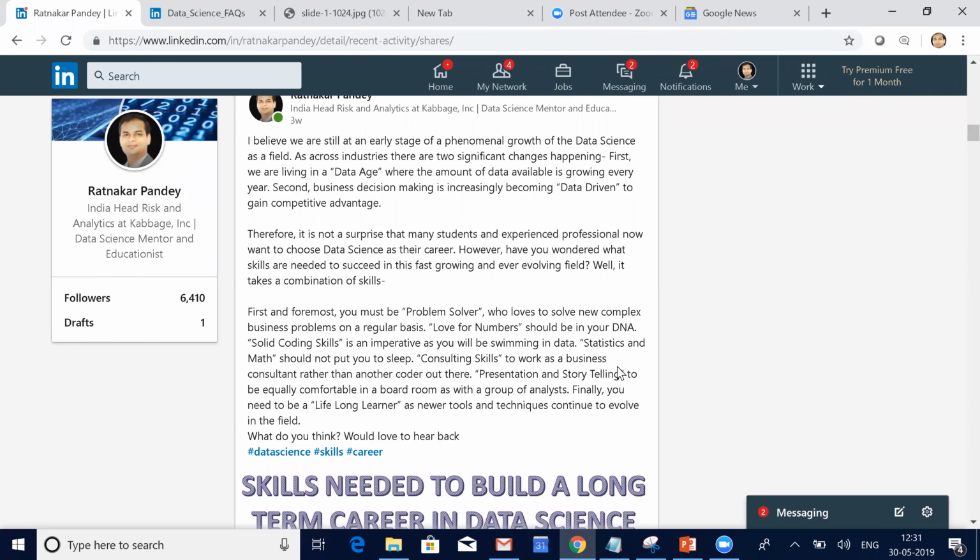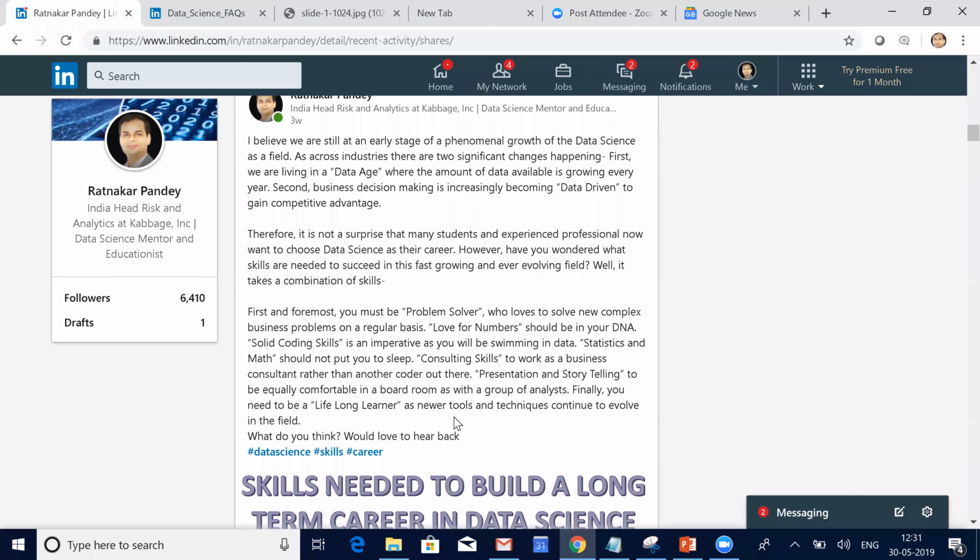So first of all, we are living in a data age where the amount of data that is available is exploding. It is following what we call Moore's law, that every 2 years the amount of data that we have in the system is going to double, right? So most of the data that we have as of now has been generated in the last few years. So all the businesses are making decisions based on the data that they have. Intuition is good, but data is better.